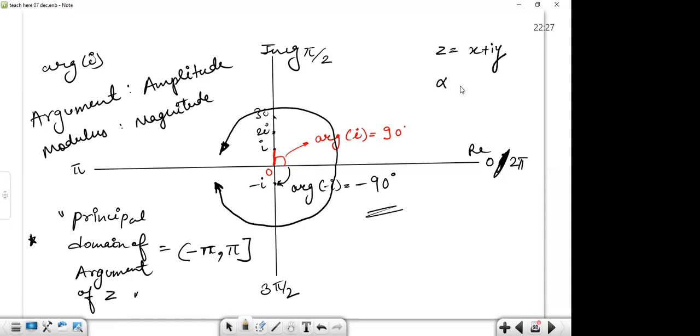To find out the argument, first we have to find alpha, which is tan inverse of modulus of y over x. If the complex number is lying in the first quadrant, theta is going to be alpha. If it is in the second quadrant, theta is equal to pi minus alpha.